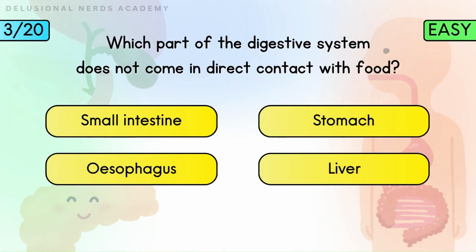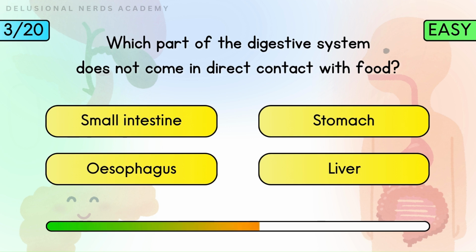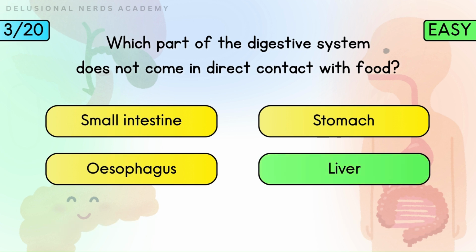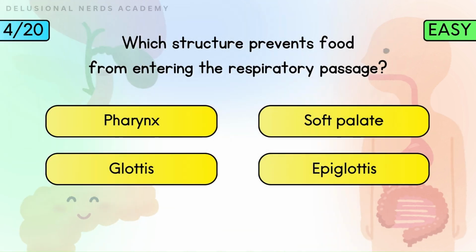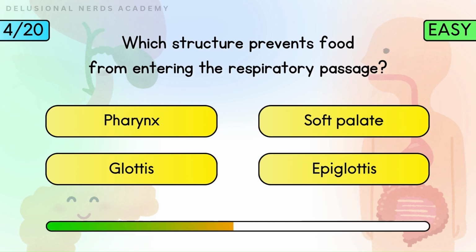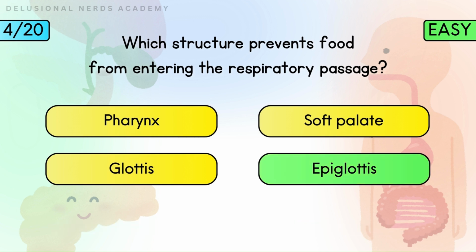Which part of the digestive system does not come in direct contact with food? The liver is not in direct contact with food but contributes to digestion by producing bile. Which structure prevents food from entering the respiratory passage? The epiglottis is a flap of tissue that covers the trachea during swallowing.